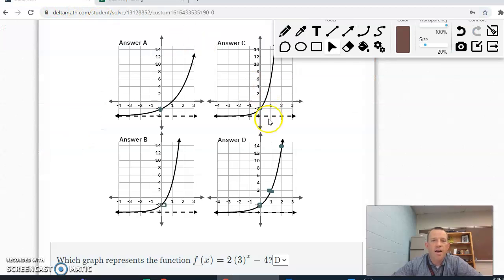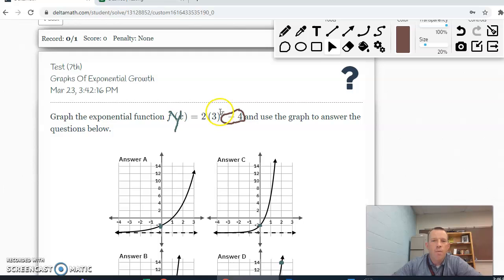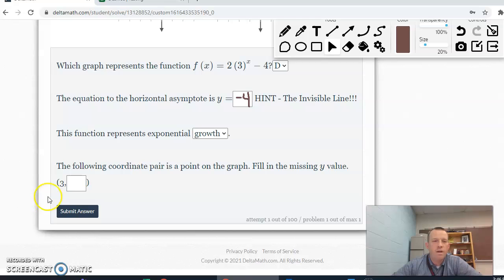Now you could have worked that out. You could have gone up here and put in a 3 for the exponent and worked it out, but we know that it is 50. Okay, and that's how you answer those.